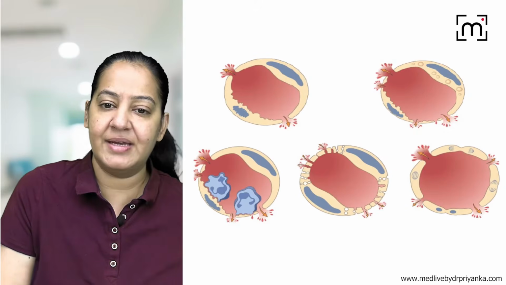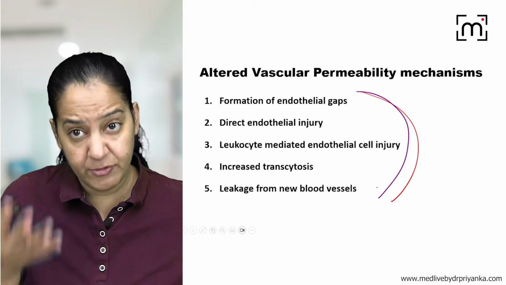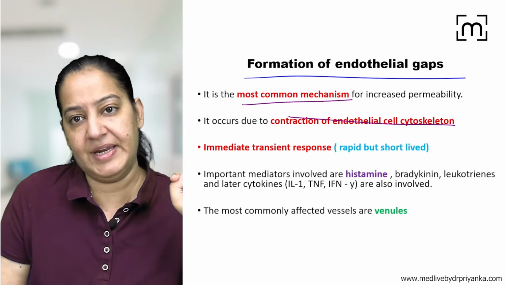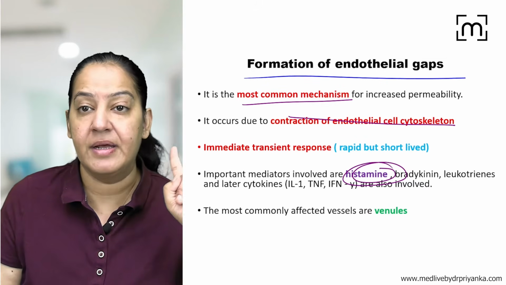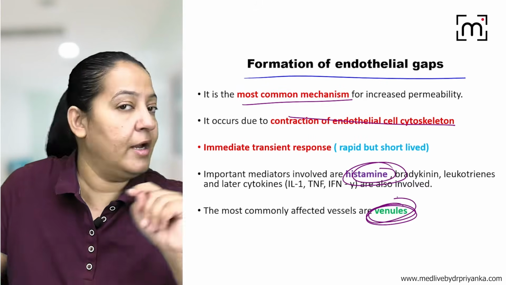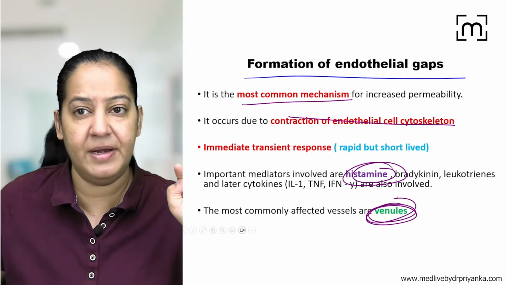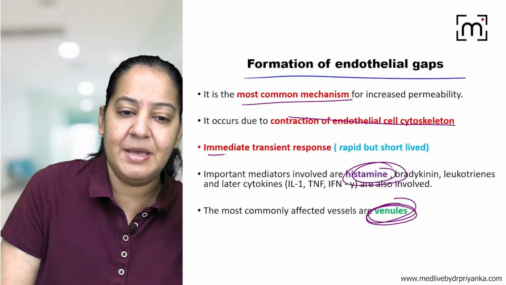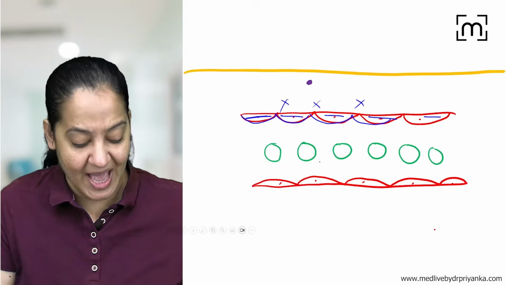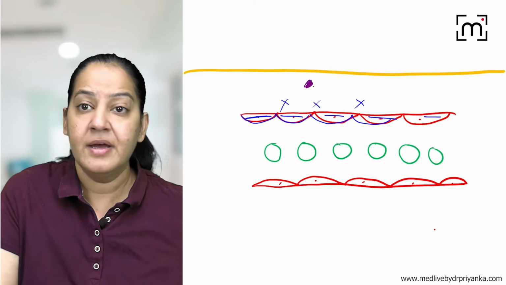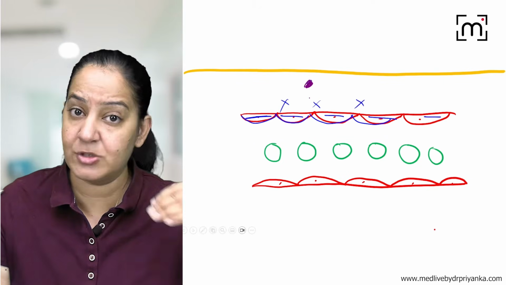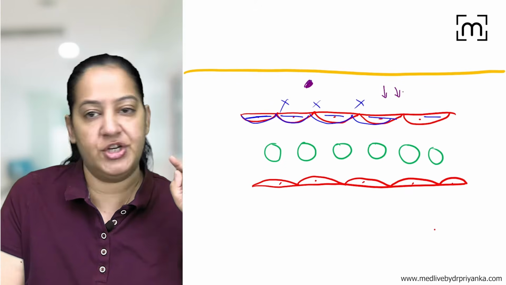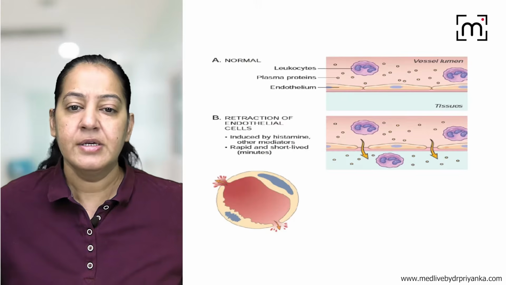So out of the 5 mechanisms which I am going to discuss for increased permeability or gap creation, the most common is the first one, due to the contraction of endothelial cells, and it is due to histamine. It basically occurs in the venules. It doesn't occur in the artery or capillary or the veins. Basically, it mainly occurs in venules. And this one is immediate and transient. Immediate means as soon as the infectious agent comes, at the same moment the endothelial cells are contracting. So onset is very fast and the duration is short. It's immediate transient, right?